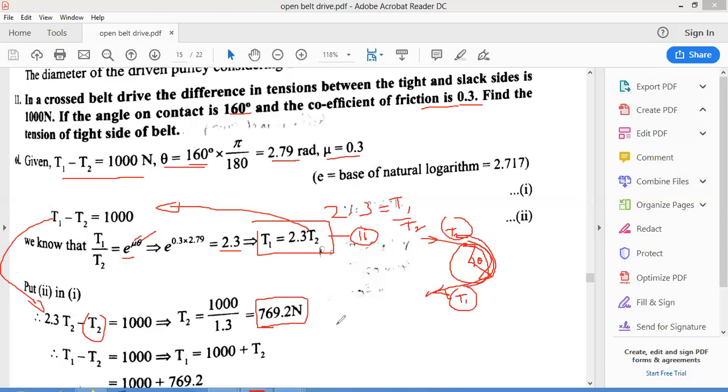Now, T1 minus T2 is 1000, and T2 is 769.2. So T1 minus 769.2 is equal to 1000. With this, T1 is going to be 1000 plus 769.2.